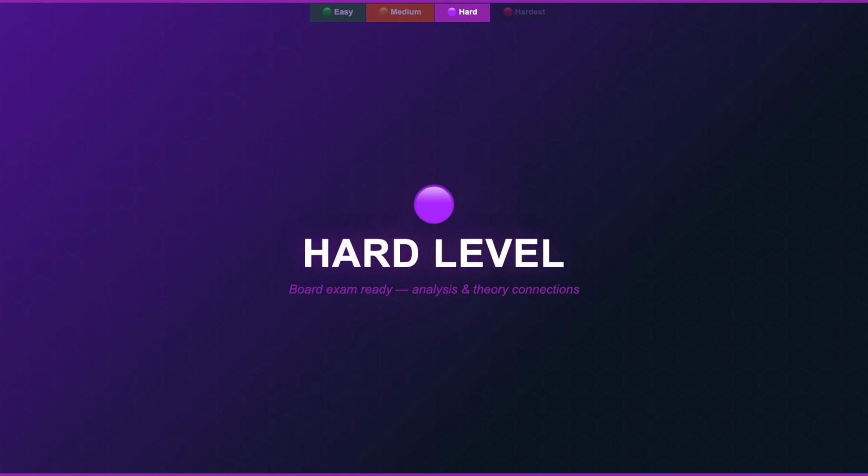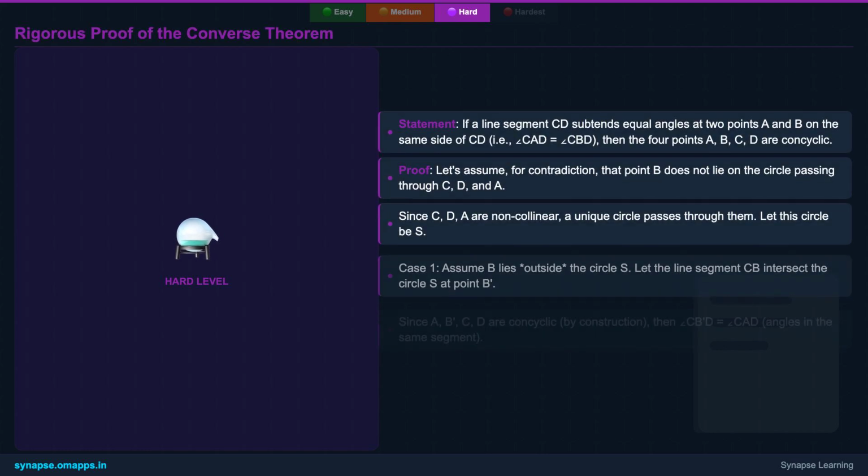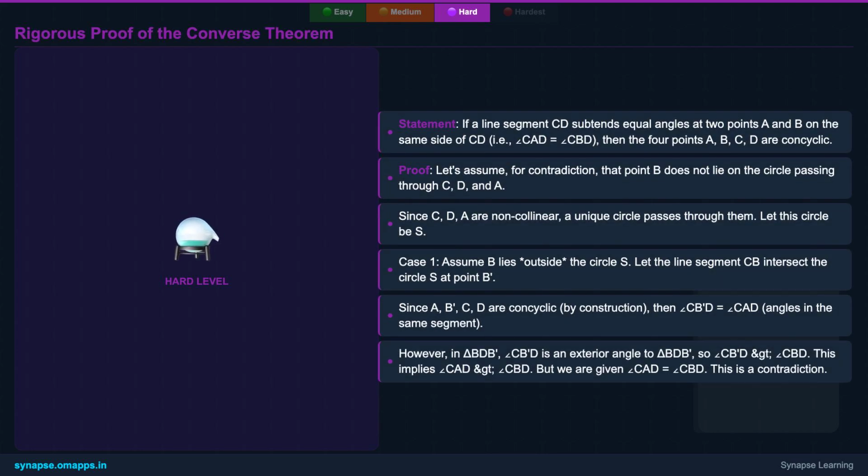Let's elevate our understanding of this theorem. Let's delve into a more rigorous, step-by-step proof of the converse theorem. The statement remains: if a line segment CD subtends equal angles at 2 points A and B on the same side of CD, then A, B, C, D are concyclic. We'll use proof by contradiction.